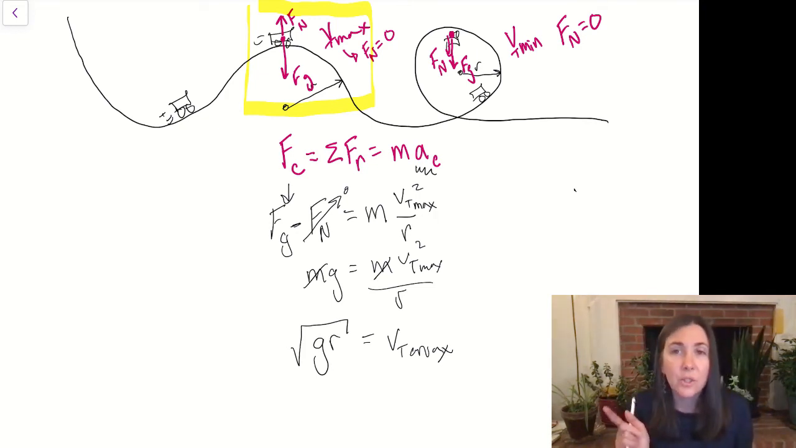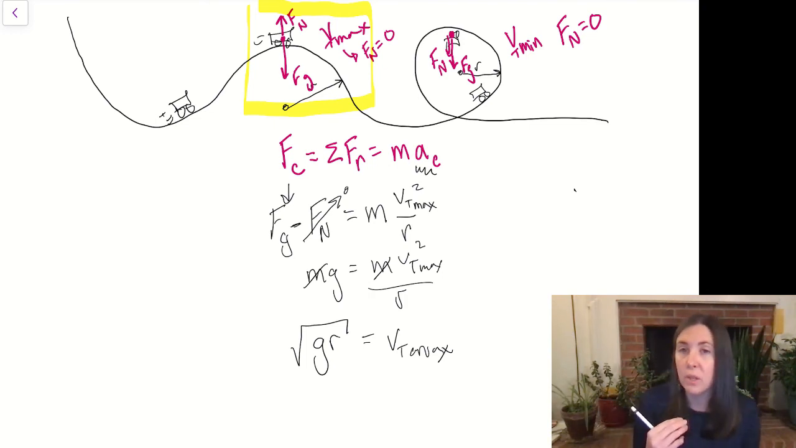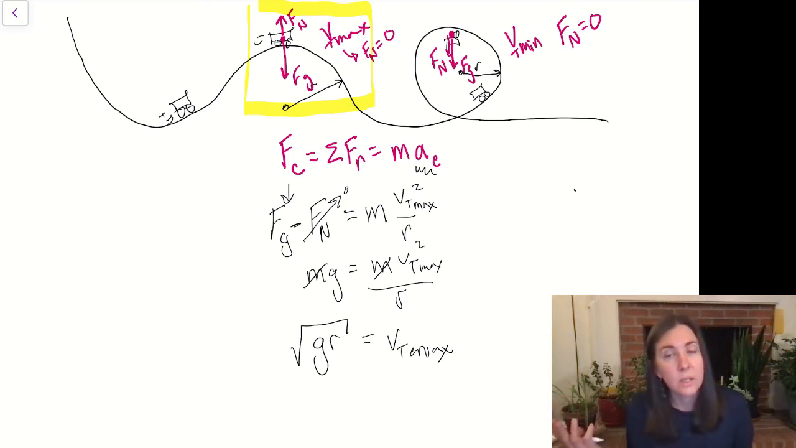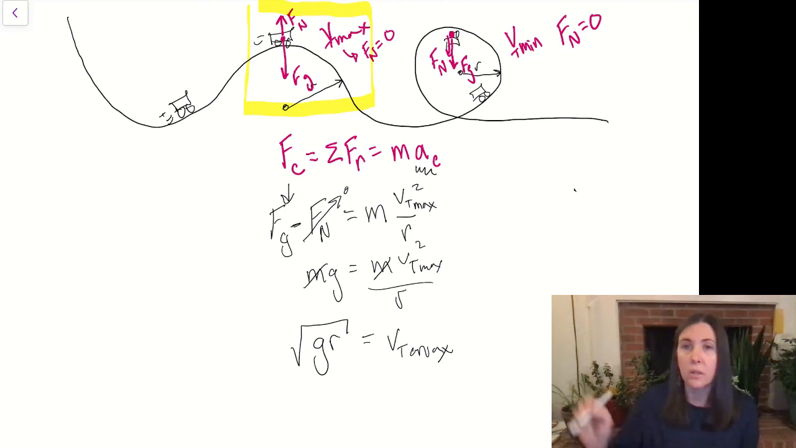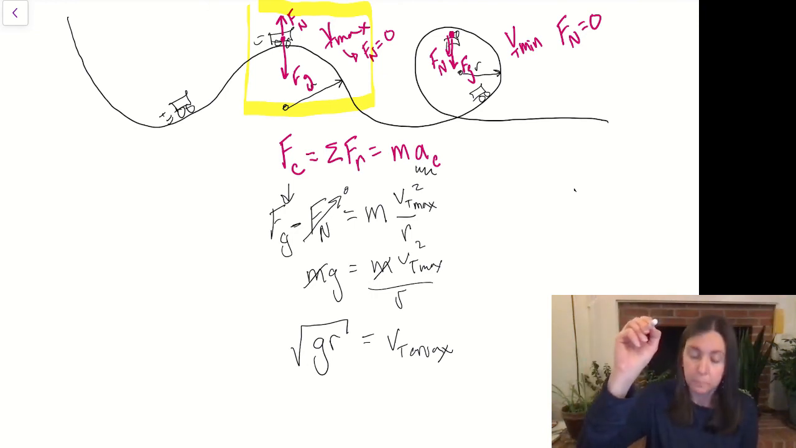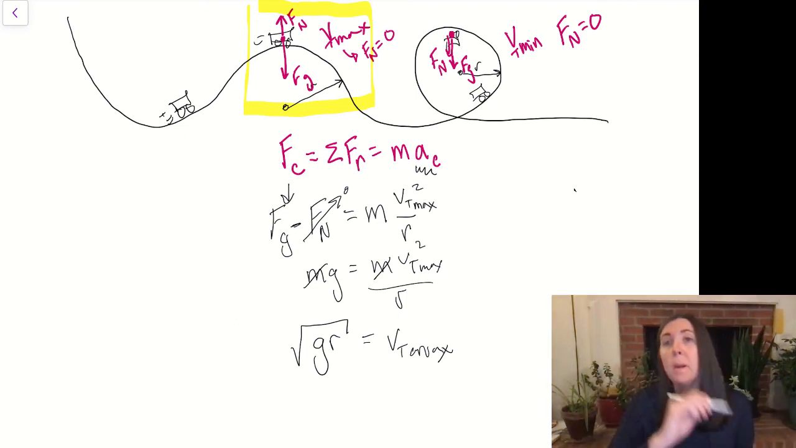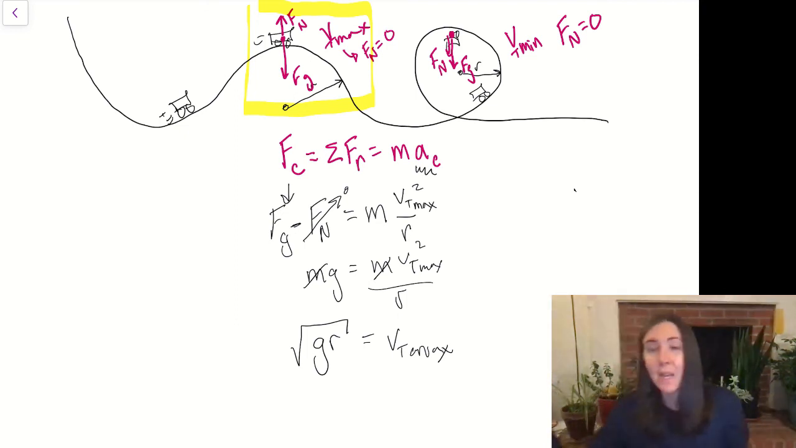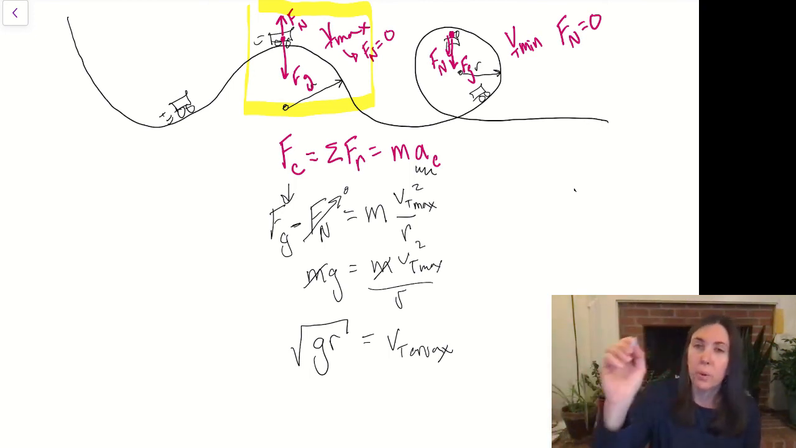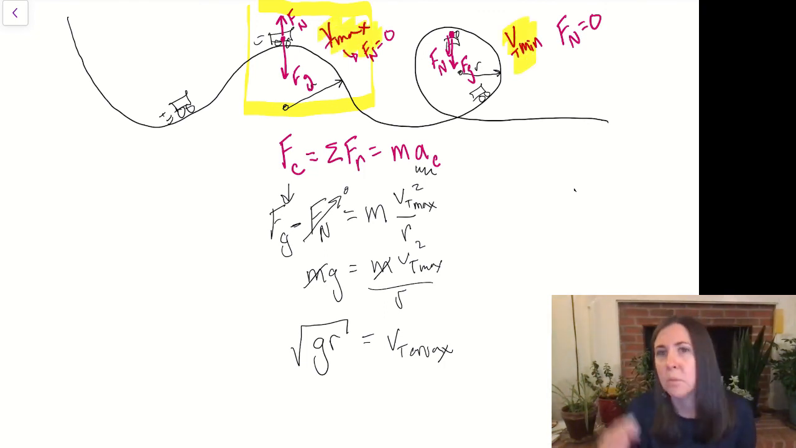This should look familiar. In a previous video, we found this minimum velocity for a ball on a string, the minimum velocity at the top of its motion. So at the top of a hill, the maximum velocity is going to be the same as the velocity going around a loop. This maximum speed is the same as this minimum speed. You can do the math. I think this is a really cool, interesting problem that is mind-blowing.